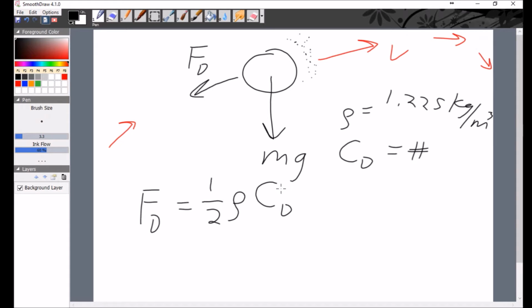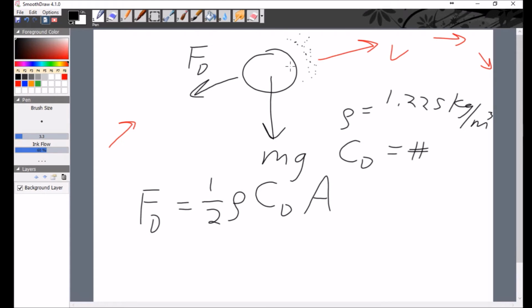So if you have a very, very smooth object, it's going to have a low drag coefficient. If you have a very, very rough object, it's going to have a very high drag coefficient. The next piece that comes up is the cross-sectional area of this thing. So this is, if you were looking at this thing head-on, you would see in this case, a circle.